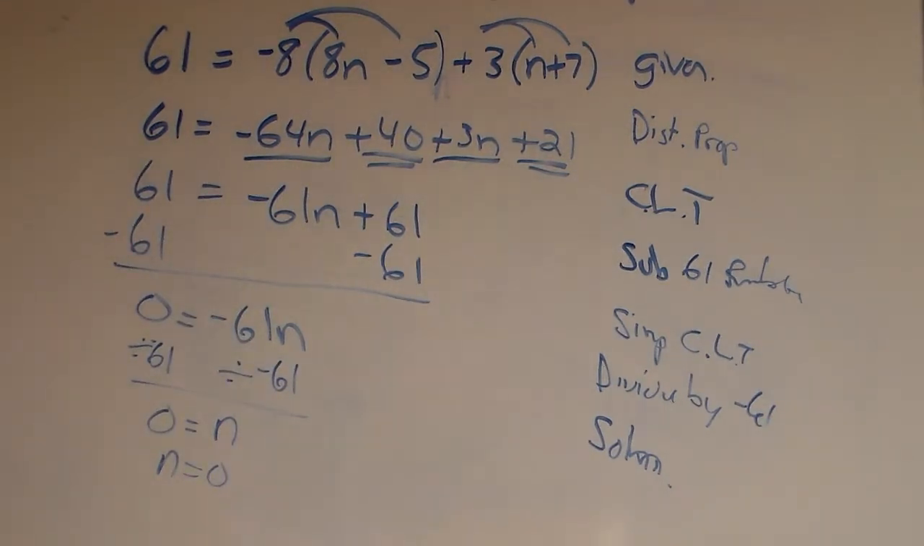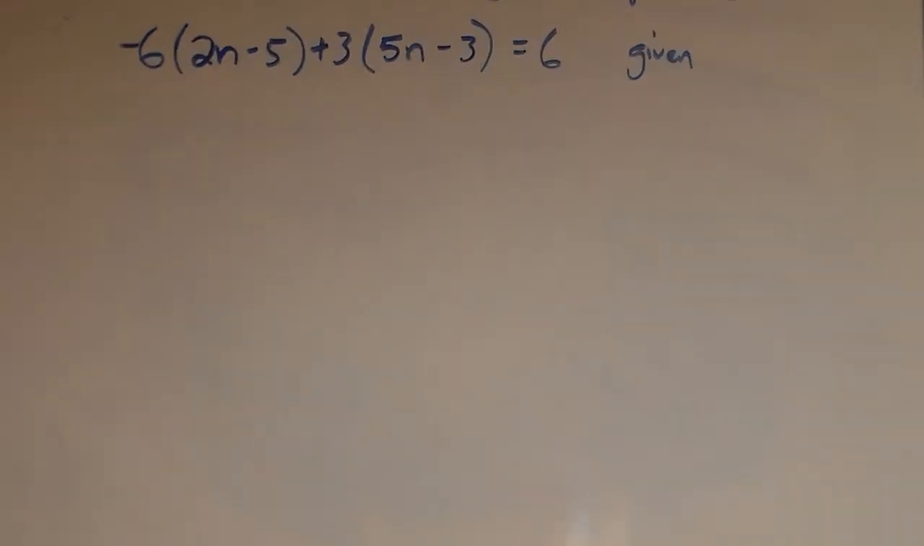Next up we got problem number 9. Alright, this is problem number 9. We have negative 6 times 2n minus 5 plus 3 times 5n minus 3 equals 6. Now we're going to make sure we practice our distributive property here. We're going to distribute first.